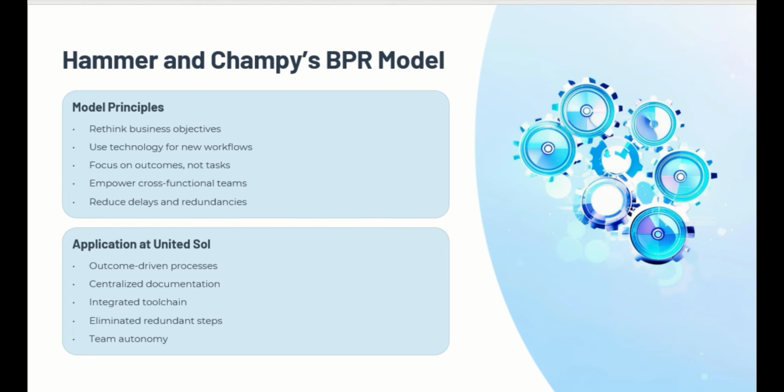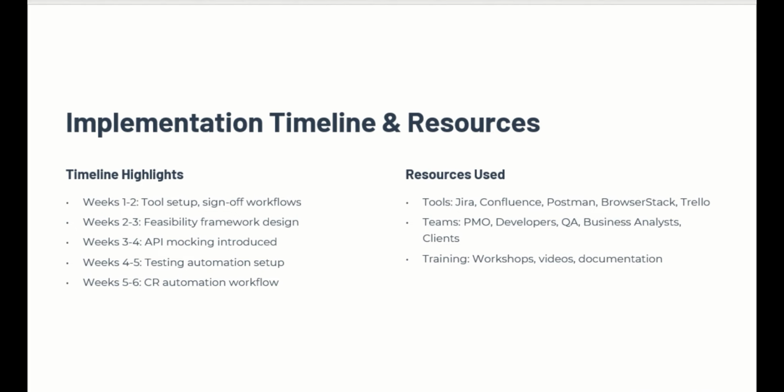The main principles of this model are to rethink our business objectives and use technology for a new workforce, focus on outcomes and not just tasks, empower cross-functional teams, and reduce delays and redundancies. We thought that this model is applicable to United Soul due to the outcome driven processes, centralized documentation, integrated tool chain, eliminated redundant steps and team autonomy. This is a graph that highlights the implementation timeline and the resources that we used.